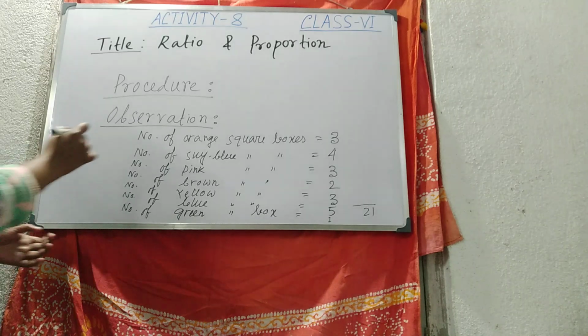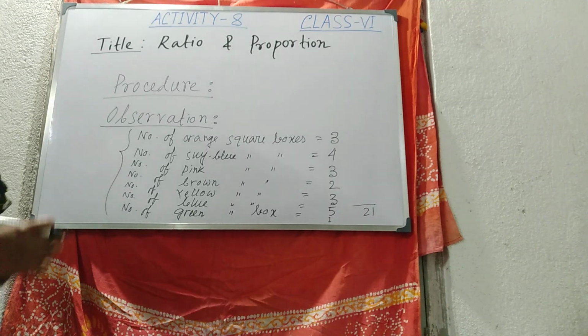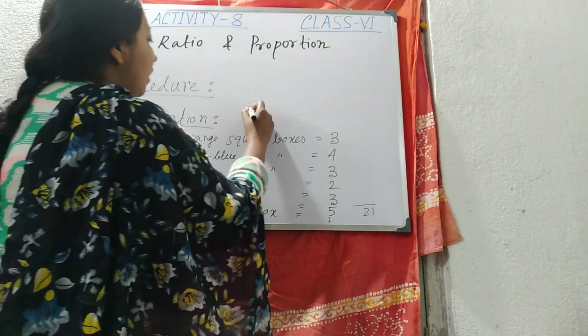Now in the observation part, after mentioning each square box, what will we have to do? Here in the observation part, if we want to write the ratio of orange square boxes to the pink square boxes, then by maintaining the order, definitely orange will come first.